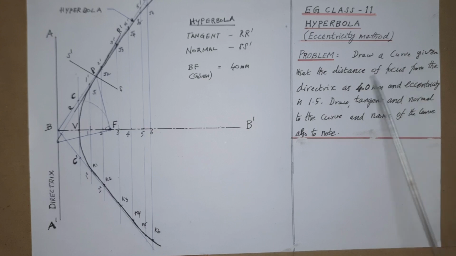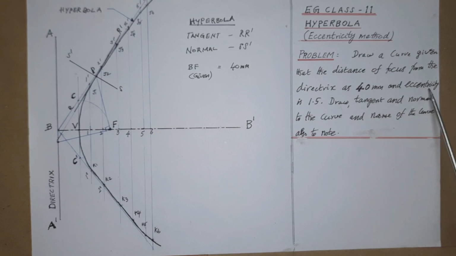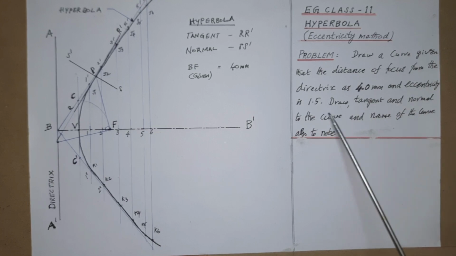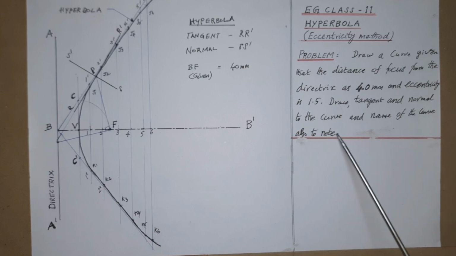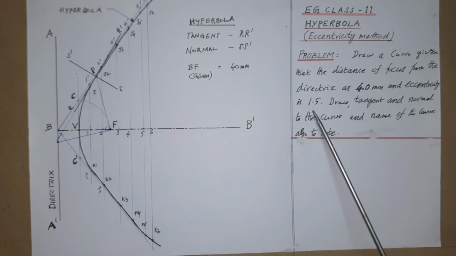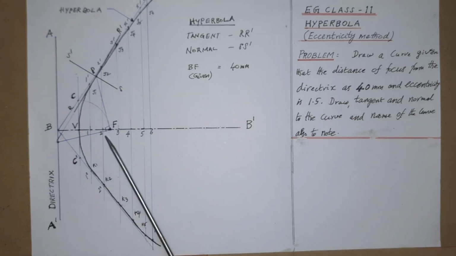Draw a curve given that the distance of focus from the directrix as 40 mm and eccentricity is 1.5. Draw tangent and normal to the curve and name of the curve also to note. In this, the distance is not given, only ratio is given as 1.5. So, the finished drawing is shown. However, details of finding the V, etc. may be followed in the next step.